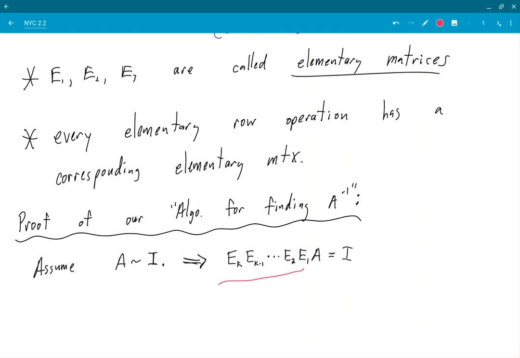Okay, let's go through the logic again. So this would represent the first elementary row operation that I would do to get from here to here. And this would represent the second one. And so on and so forth. And we'll say there are a total of K elementary row operations that bring me from here to here.